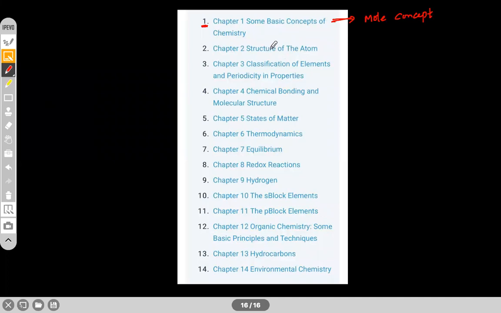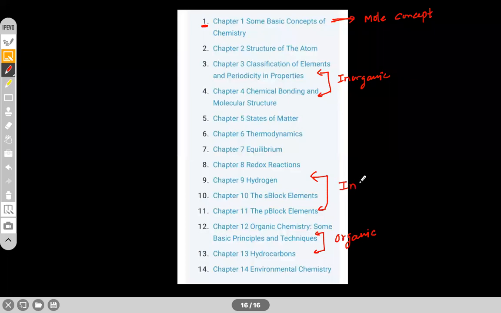Structure of atom, physical chemistry. These two chapters belong to inorganic chemistry. Hydrocarbon, some basic principles and techniques, these two belong to organic chemistry. All other chapters, these three chapters here you see, are again inorganic.